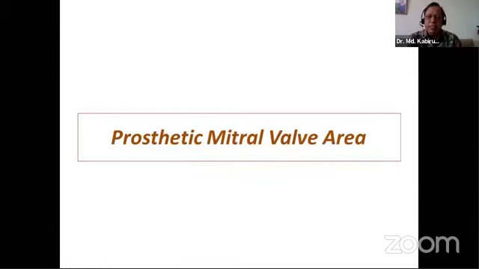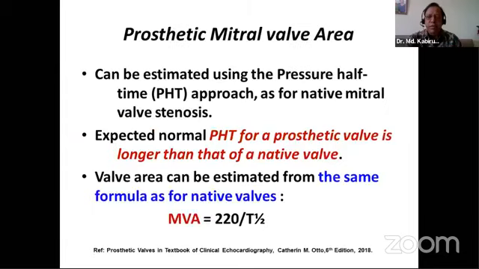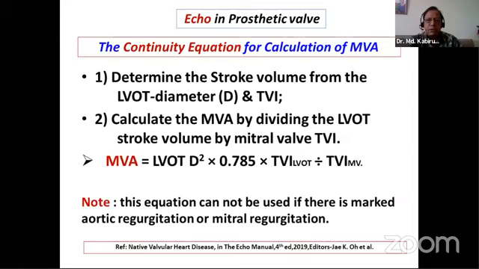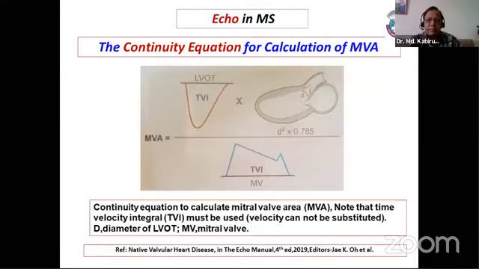Now, regarding the prosthetic mitral valve area, how to evaluate? Some of the authors advise the half time method to calculate the effective orifice area, but most of the authors discourage this method because pressure half time yields a larger, higher effective orifice area. So the continuity equation is effective for the mitral prosthetic valve area.